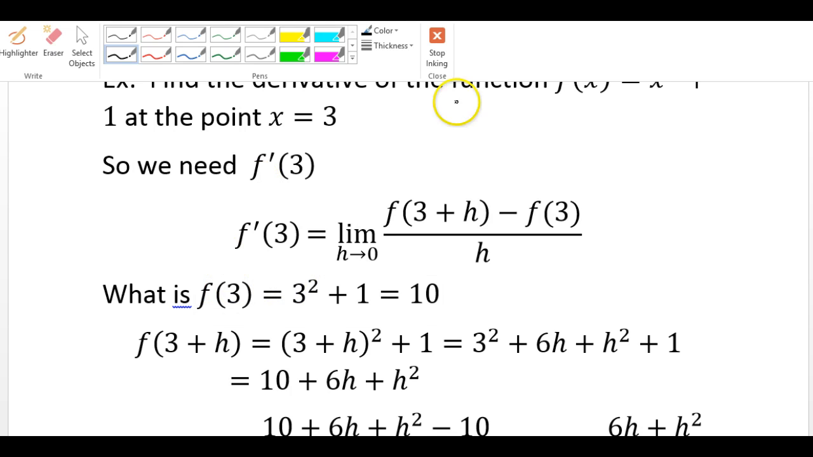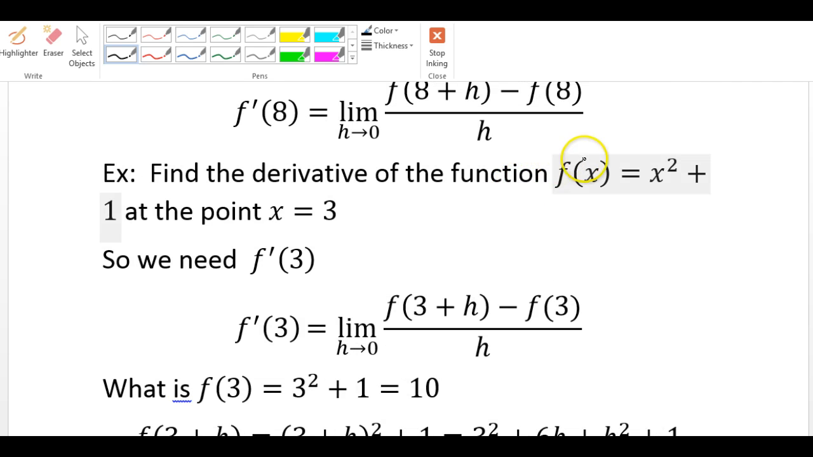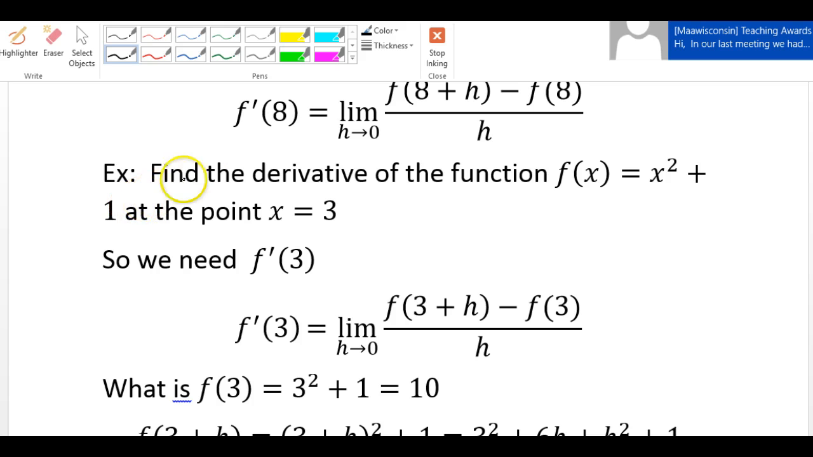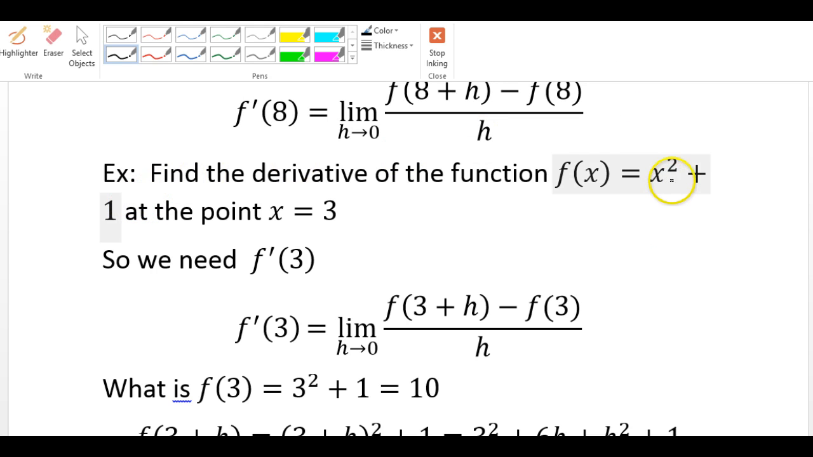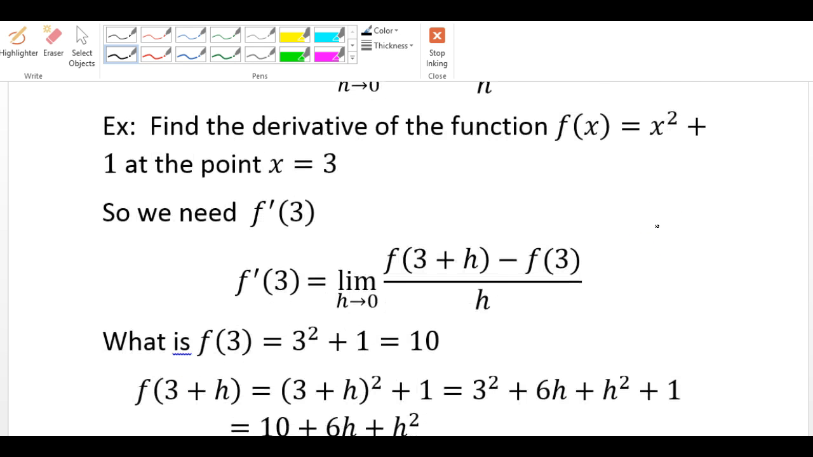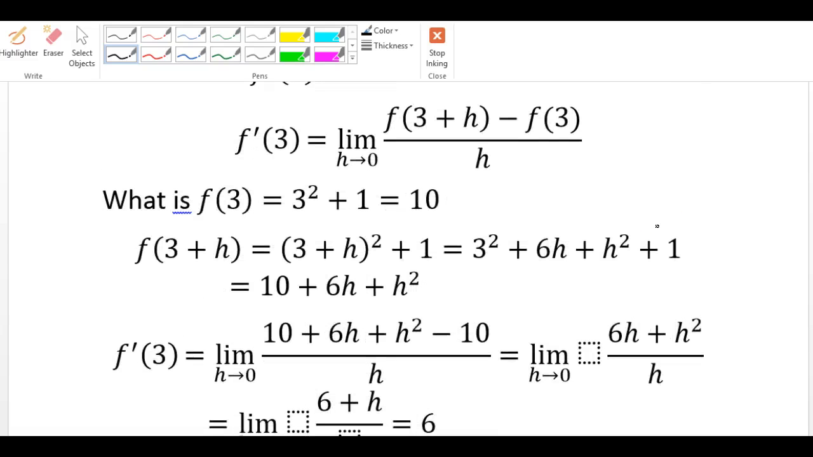Now let's try to find this. The next thing to do is to find these things and calculate this limit. So first of all, what is f of 3 plus h? Now f of x is what? x squared plus 1. So if f of x is x squared plus 1, then how do you find f of 3 plus h?